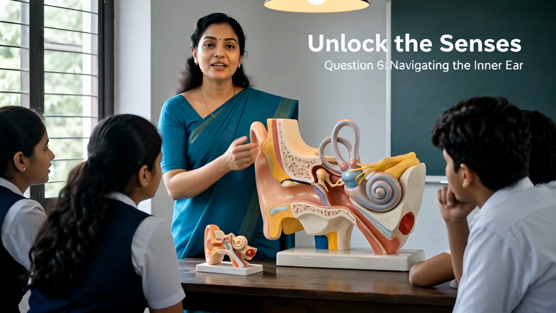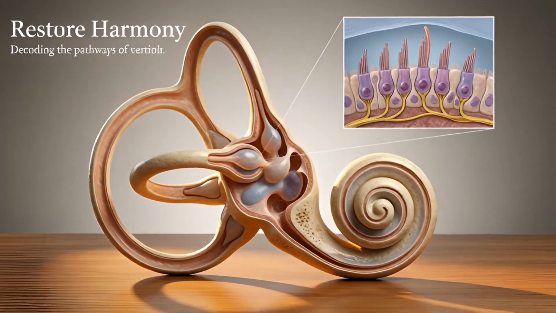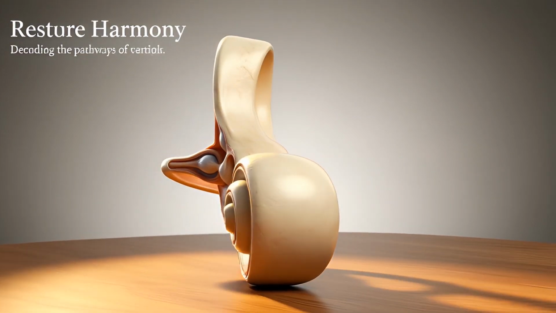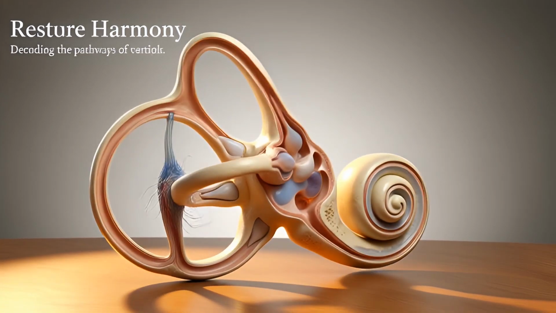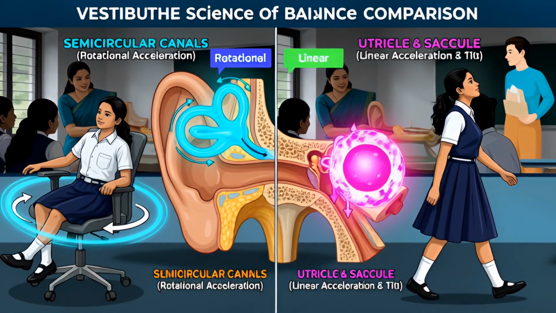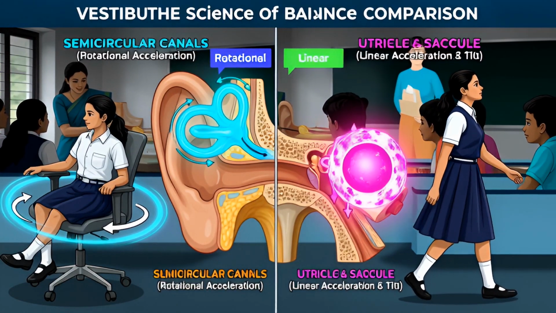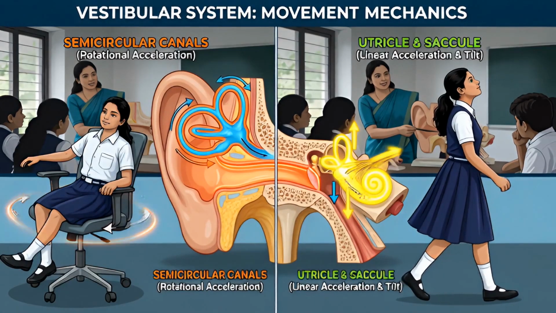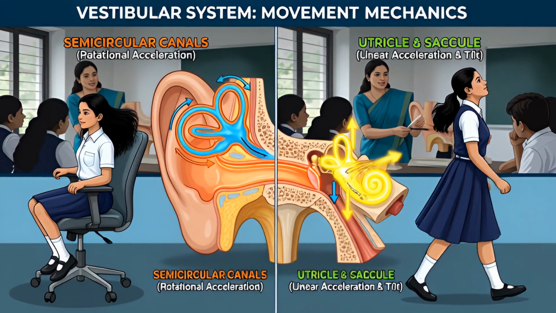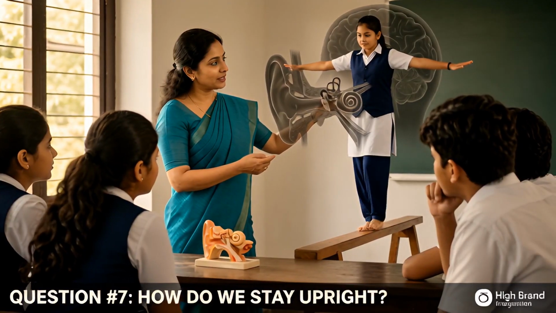Sixth question, what is the vestibular system? What are its main parts? Answer. The vestibular system is the inner ear system that helps maintain body balance. Its main parts are the 3 semicircular canals, vestibule, utricle, saccule, and the hair cells present in them. The semicircular canals detect rotational movements. The utricle and saccule help detect linear movements and changes in the position of the body.